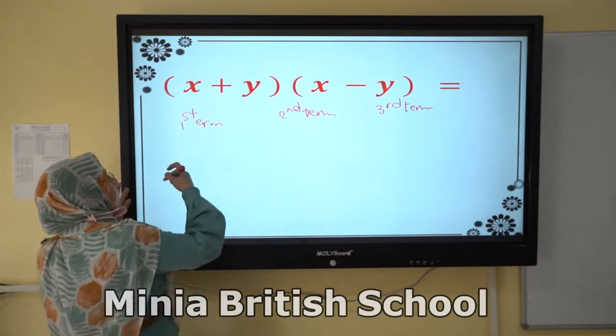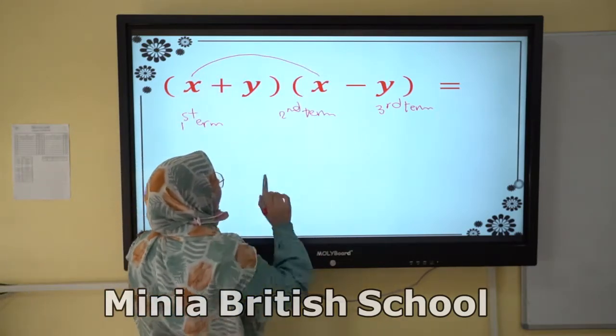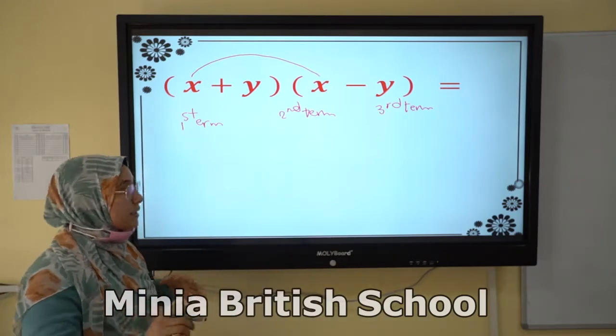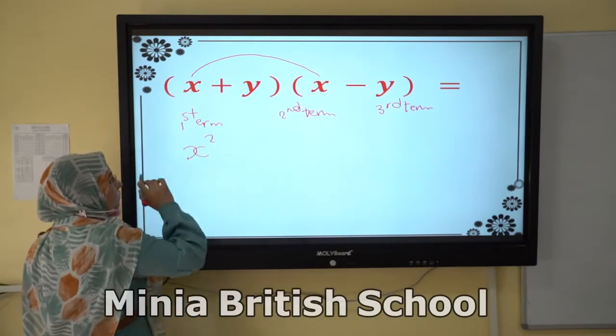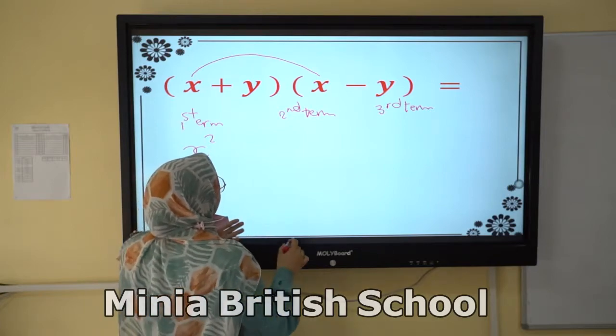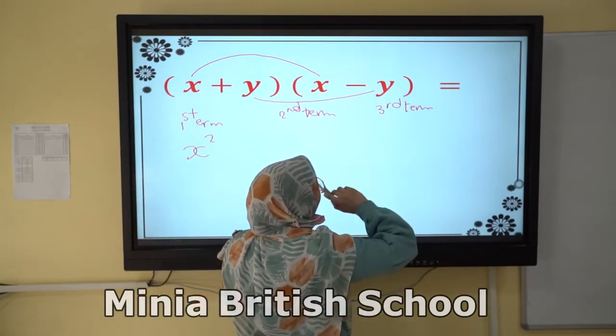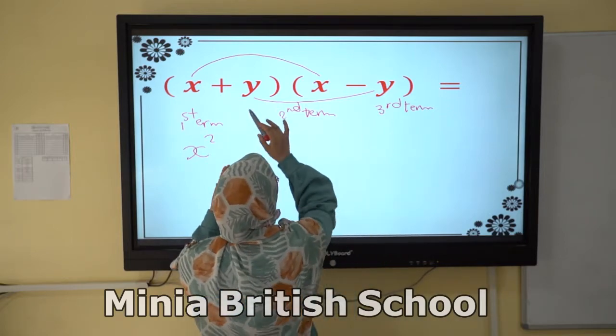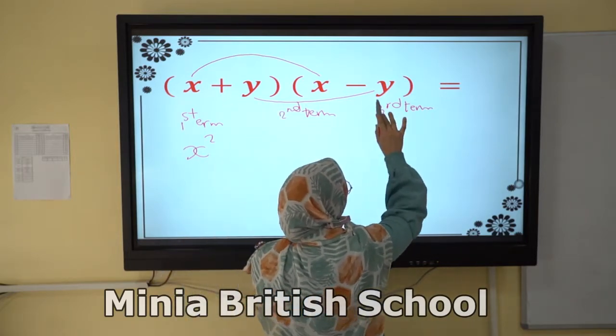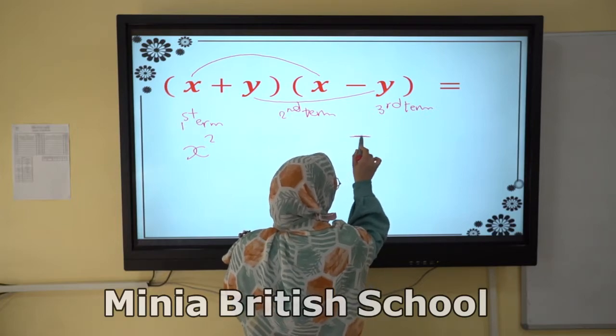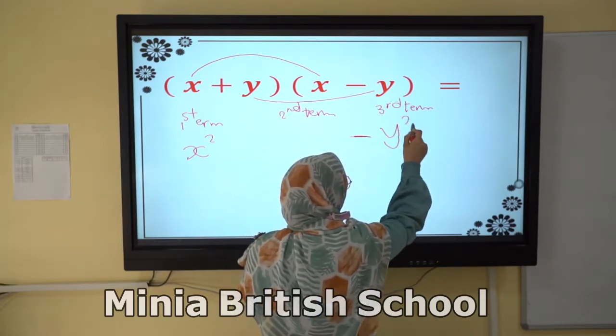So the first term equals x times x, yes, x power 2. And the third term equals y times negative y, which equals negative y power 2.